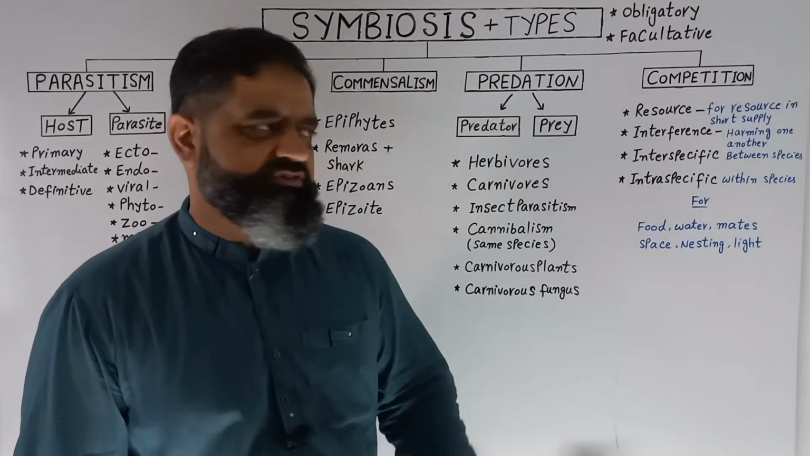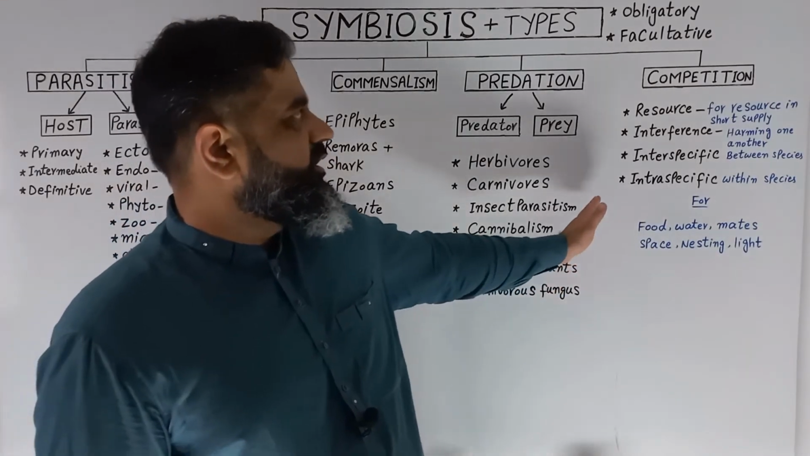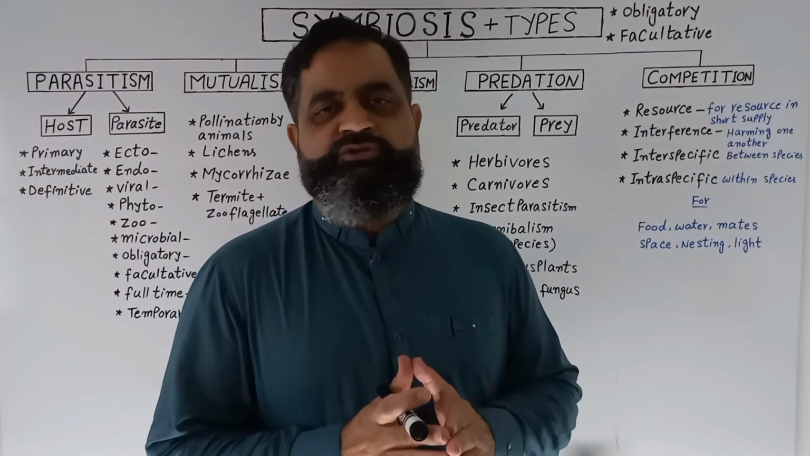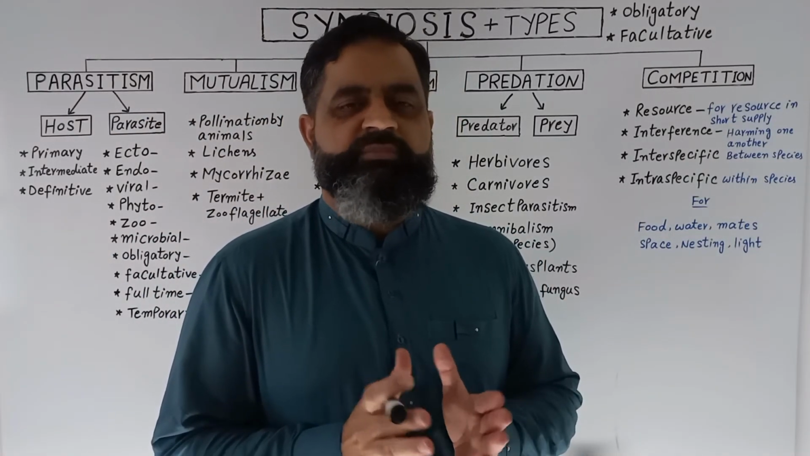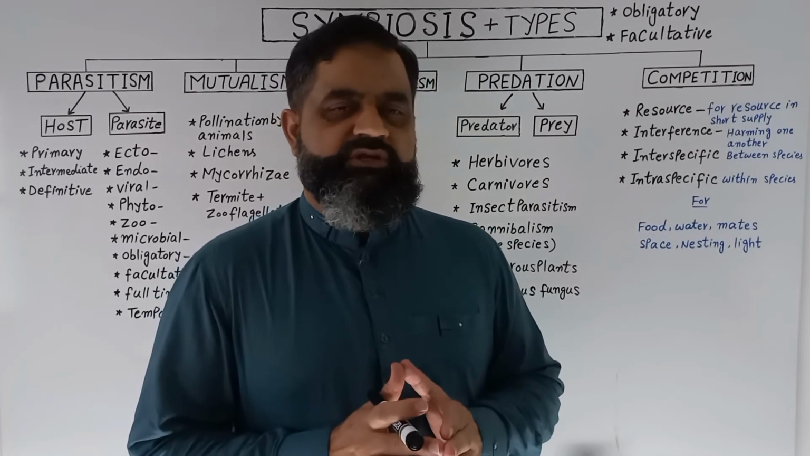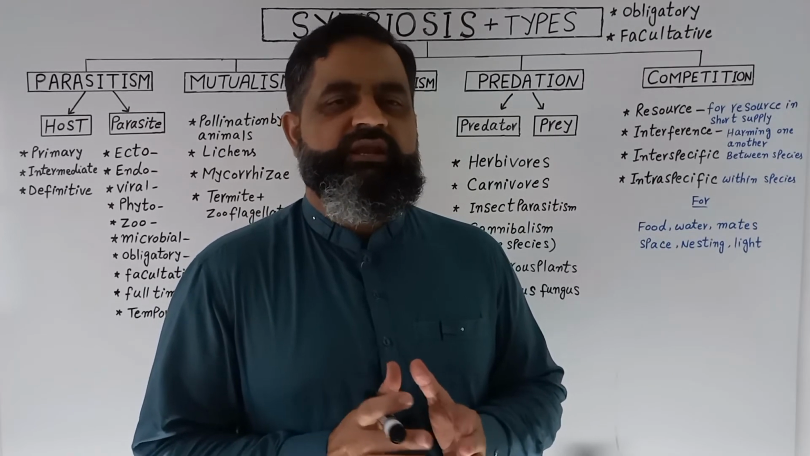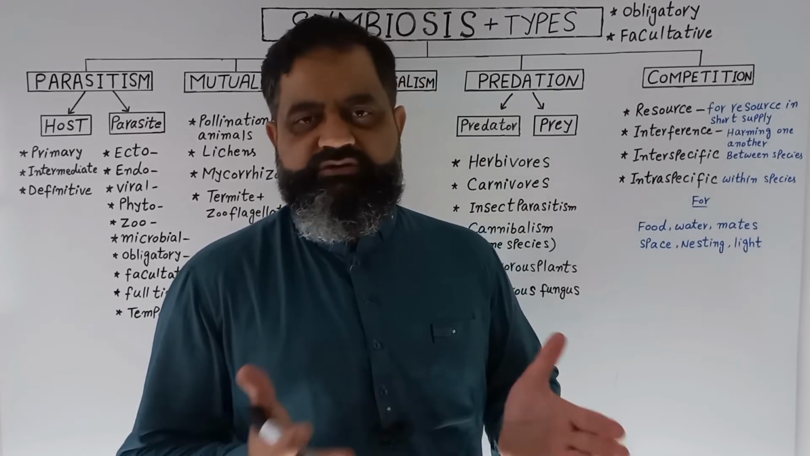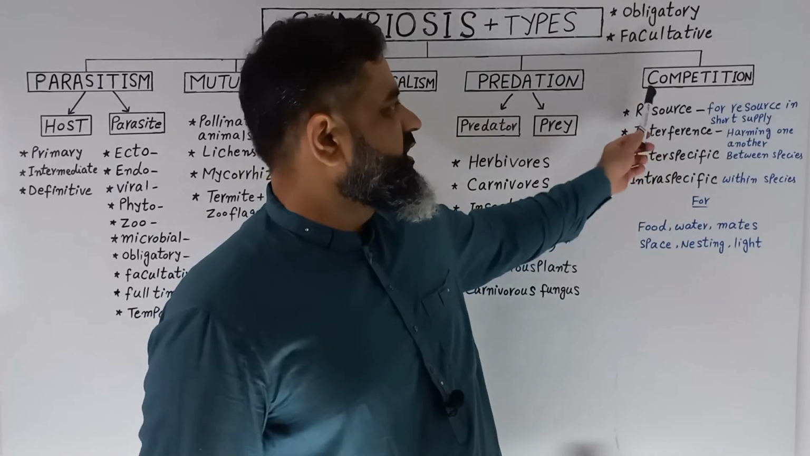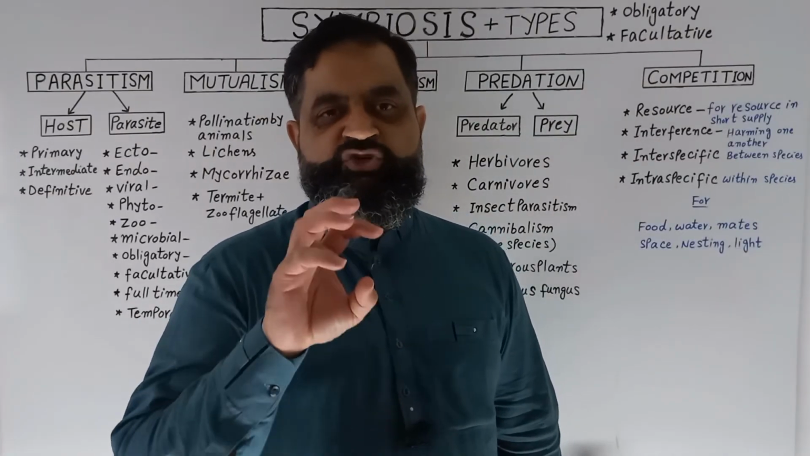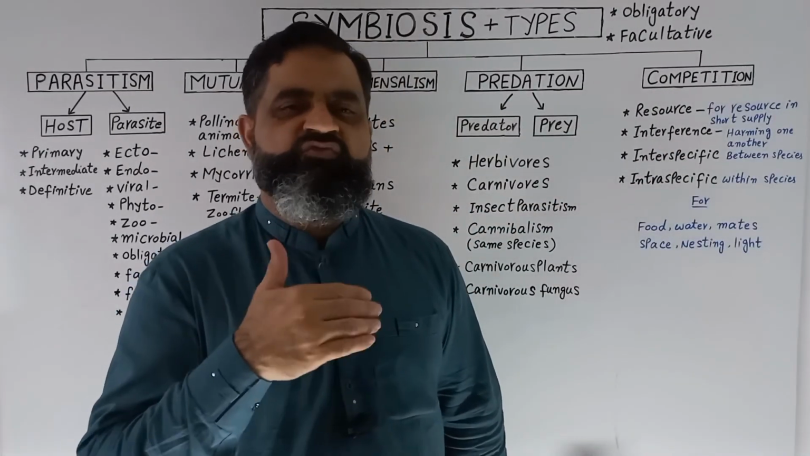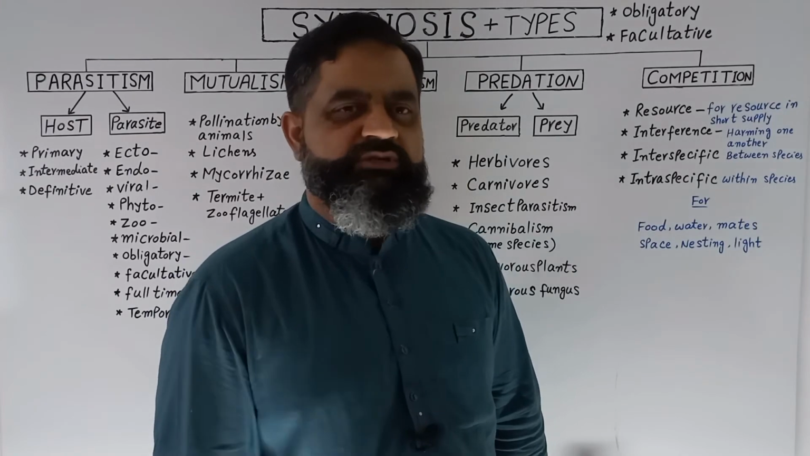The last and final relationship of symbiosis is known as competition. In this world there is competition for resources between animals, between plants, between insects, between humans. This kind of competition is for food, water, light, nesting, space, mating, etc. There could be different types of competition. If the competition is for a resource which is in short supply, then we call it resource competition. Animals fight for that resource to obtain it as soon as possible.